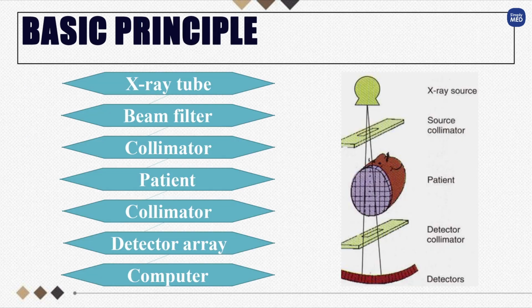Going to the basic principle, I hope you all know there will be an X-ray tube and a beam filter, which will filter the beam, and there will be a collimator. From the collimator, X-ray will reach the patient, and through the patient the X-ray will be absorbed and reach the detector, and from the detector it will be sent to the computer.